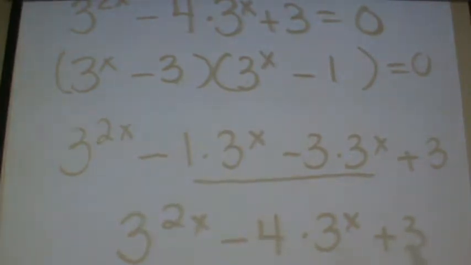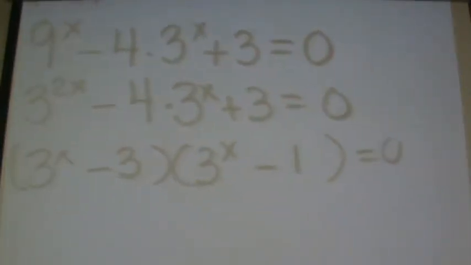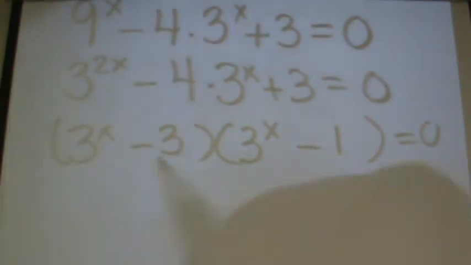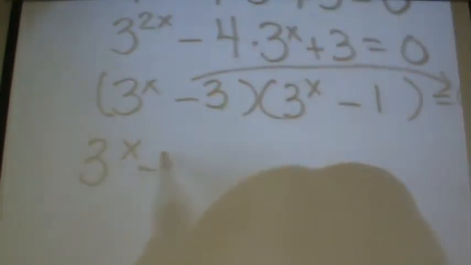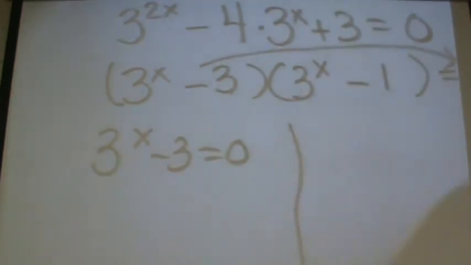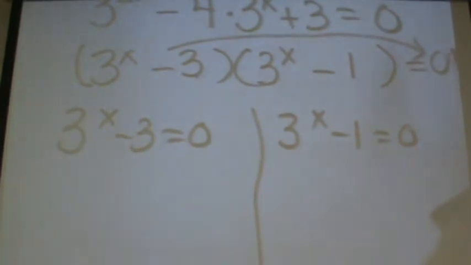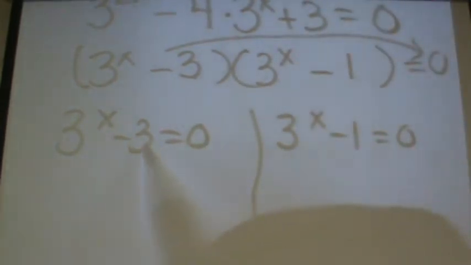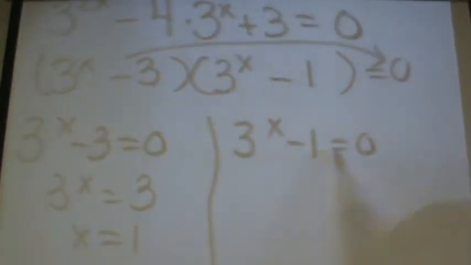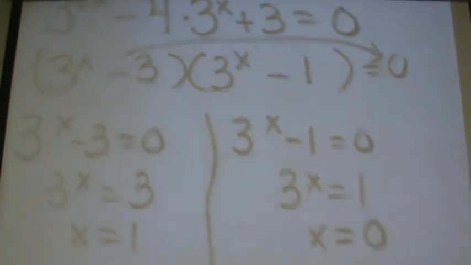Does that make sense? Okay, now, what do you do with this product? You have two factors. You set each of these equal to 0. So you have 3 to the x minus 3 equals 0, and 3 to the x minus 1 equals 0. What do you think you do now? Add 3, and you get 1. You are right, x is 1. Add 1, and x is what? 0. Because 3 to the 0 power is 1.